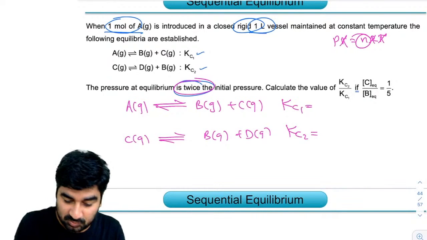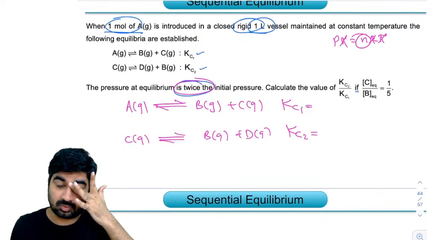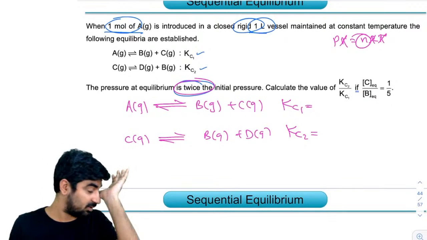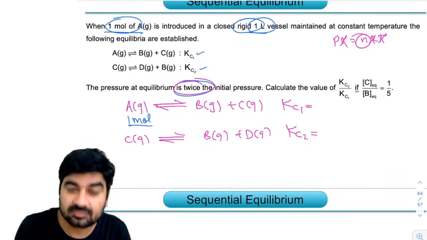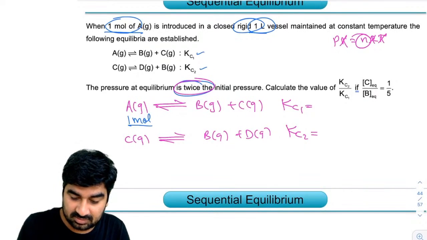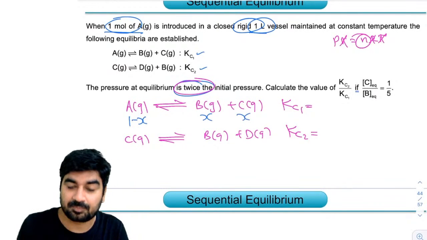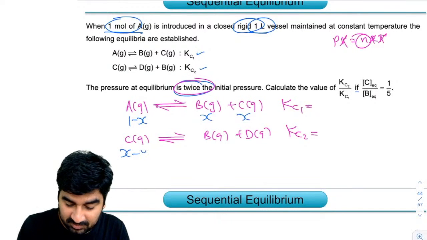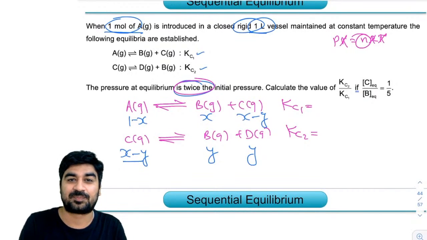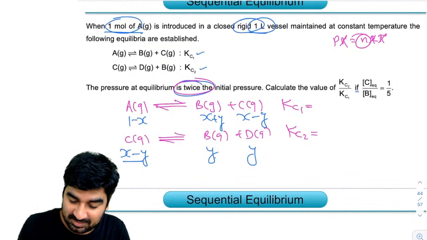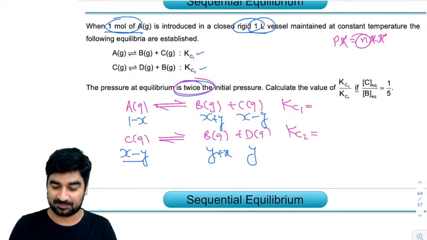Only moles are changing. So here I will take 1 mole, and it would be 1 minus x. Now what would happen? This x will give you y. So here it is x minus y, and here it will be x plus y. That's why I'm saying it is sequential as well as simultaneous. So that's a very good problem.